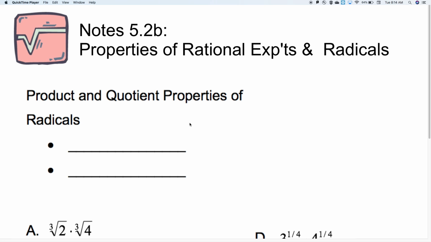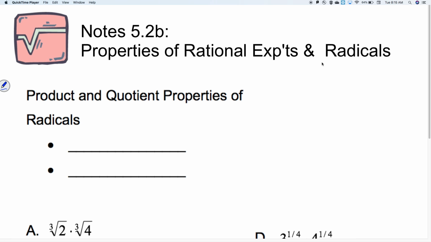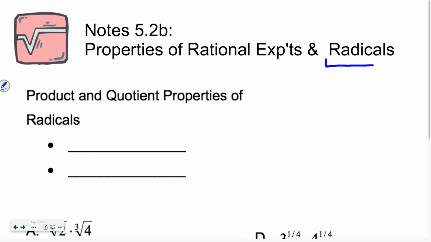And today we're going to focus on the properties of the radicals. So these would be properties of square roots, cube roots, fourth roots, fifth roots. All the problems I assigned to you last night looked like fraction exponents, but maybe you looked around at some of the other problems and they look like radicals.